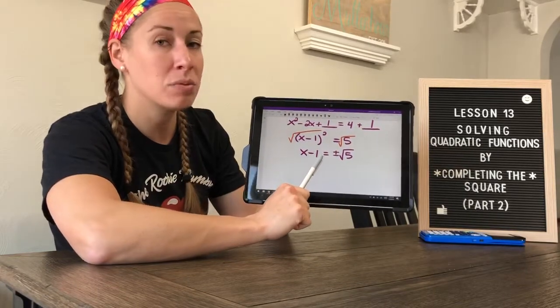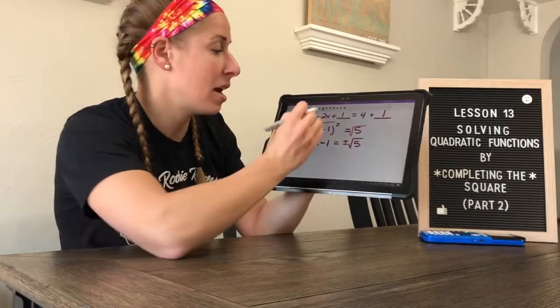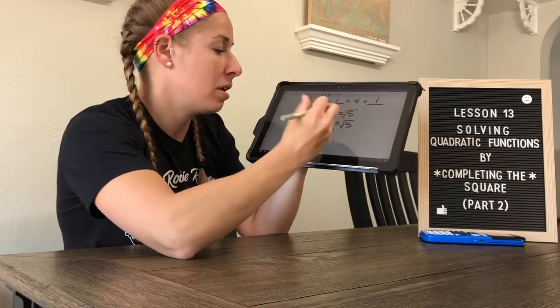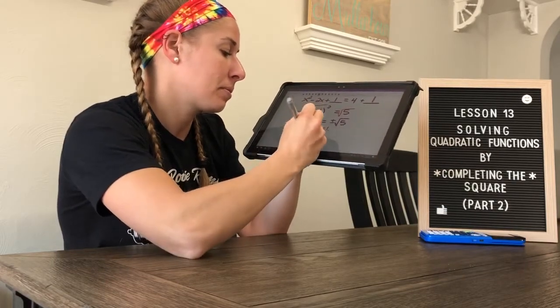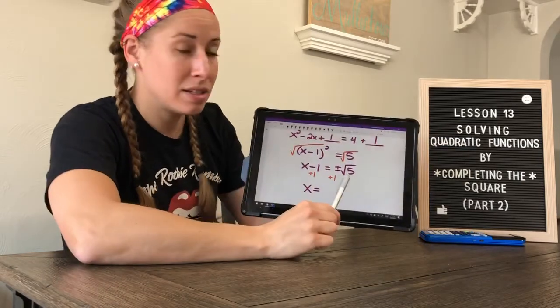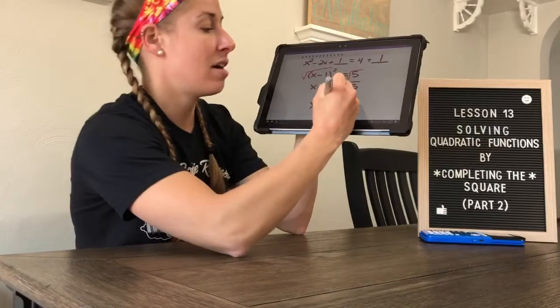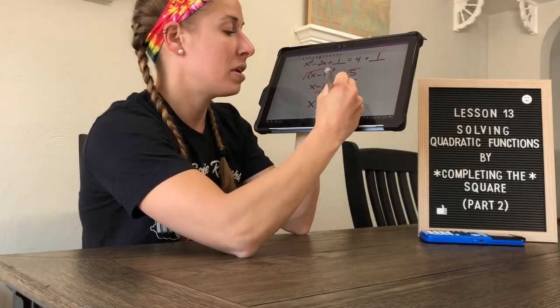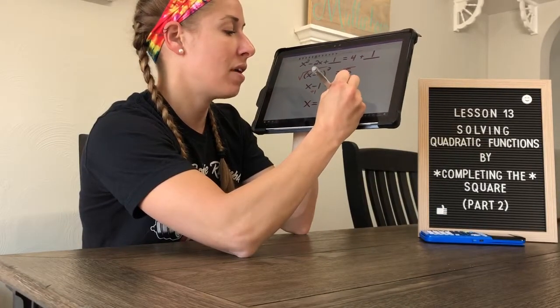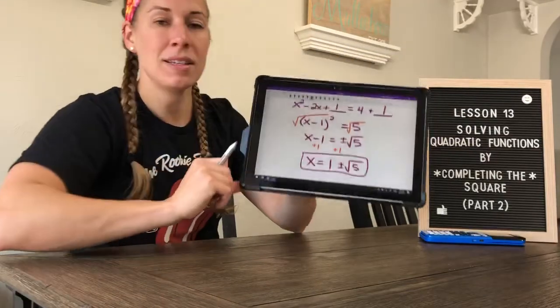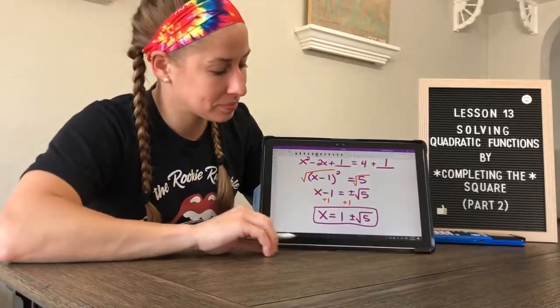So it's x minus 1, so add 1 to both sides. So add 1, and remember, this is a radical, this is not, so they don't combine. So we just have a positive 1 plus or minus the square root of 5, and you're done. See, that wasn't so bad.